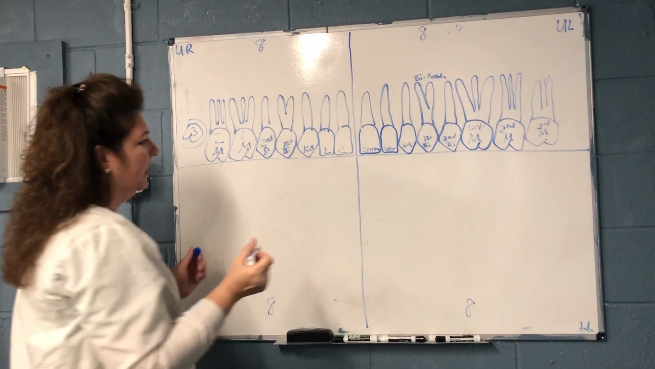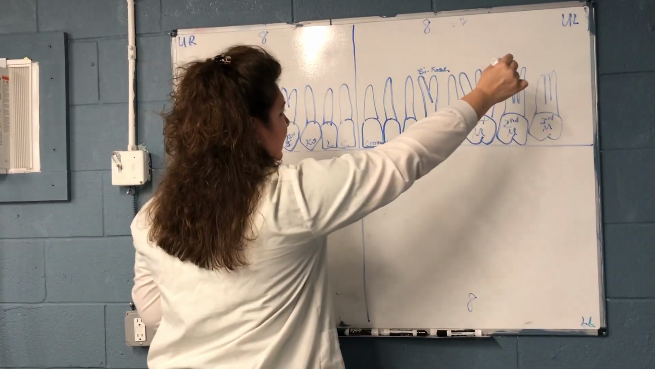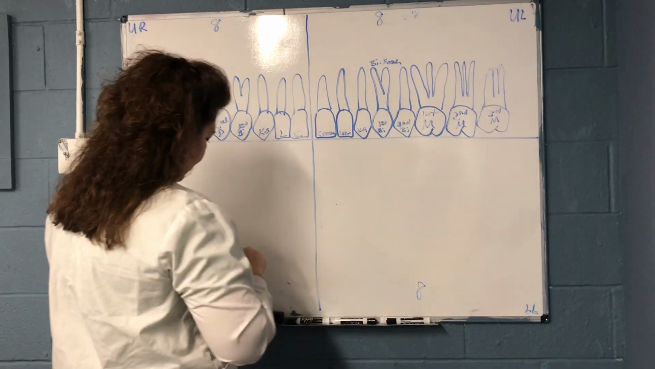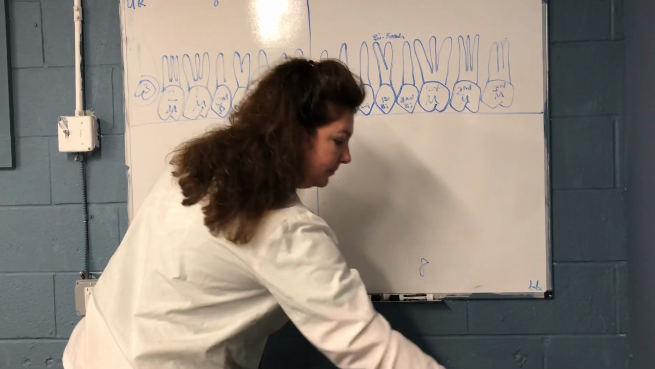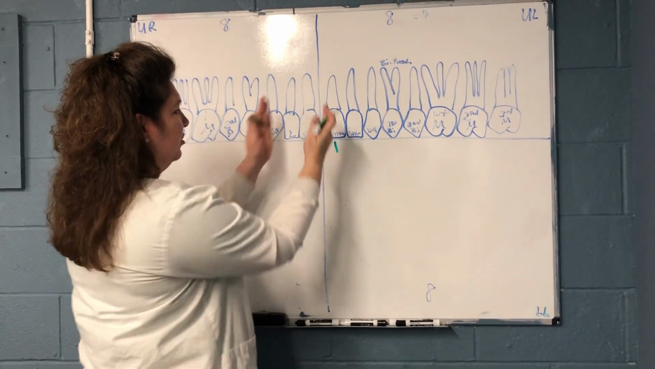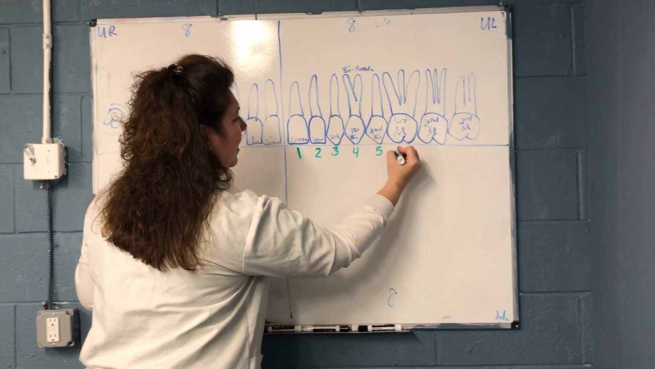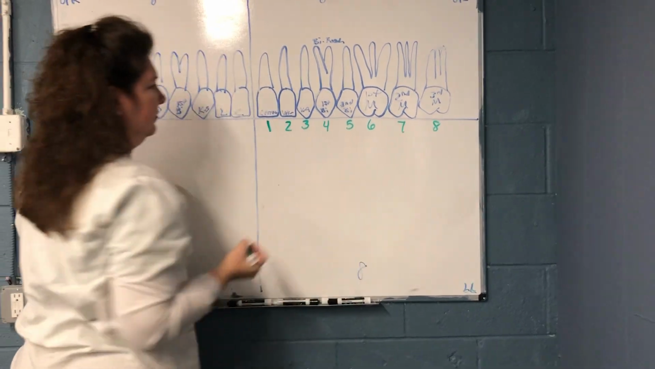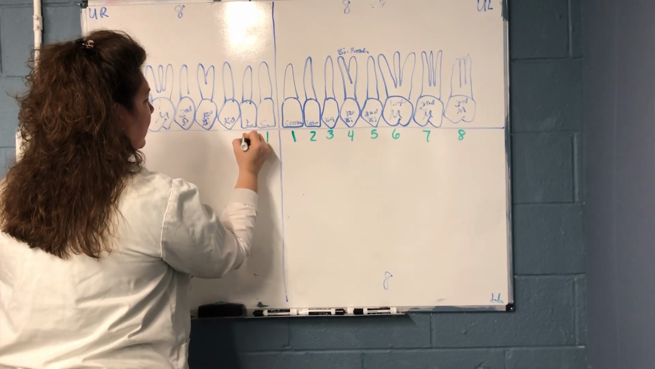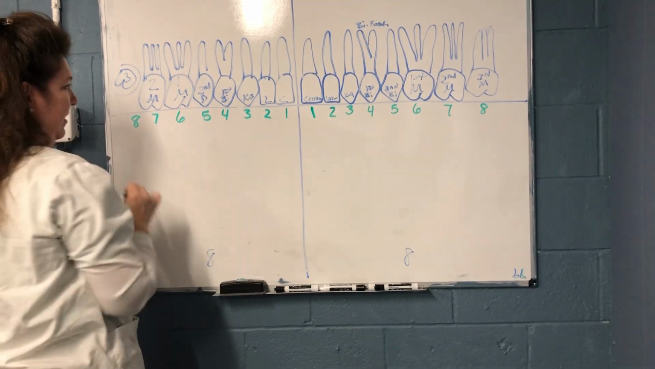But in orthodontics, we count the teeth very differently. We don't start over here with 1 through 16 and then drop down 17 through 32. For orthodontics, let me see if this green marker will show up better. You have tooth number 1. We start at the midline and go 1, 2, 3, 4, 5, 6, 7, 8. Over here on the upper right quadrant, start at the midline. 1, 2, 3, 4, 5, 6, 7, and 8.